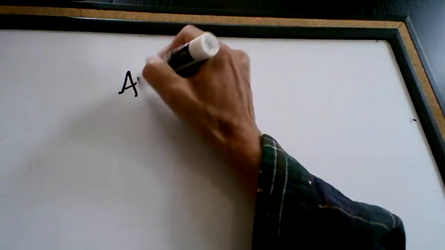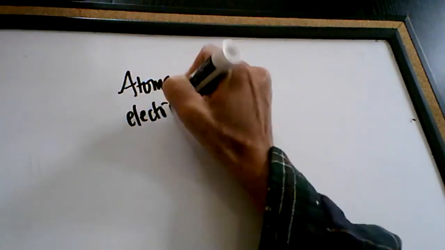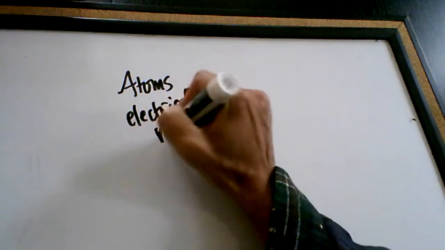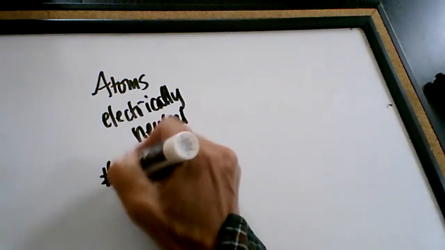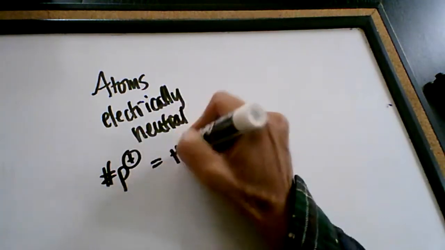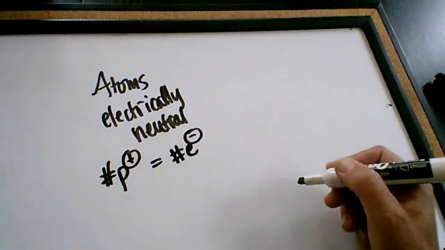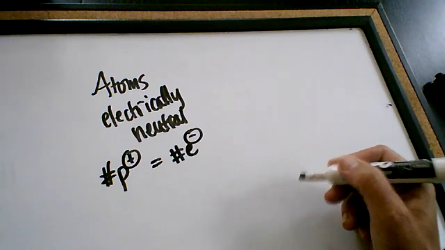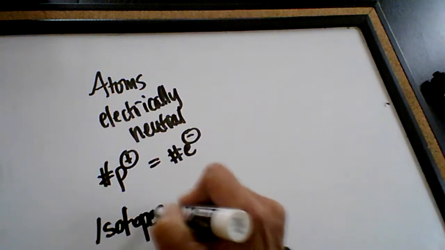We're going to look at atoms, right? Electrically neutral. That means that the number of protons, which are positively charged, is equal to the number of electrons, which are negatively charged. Simple as that, guys.